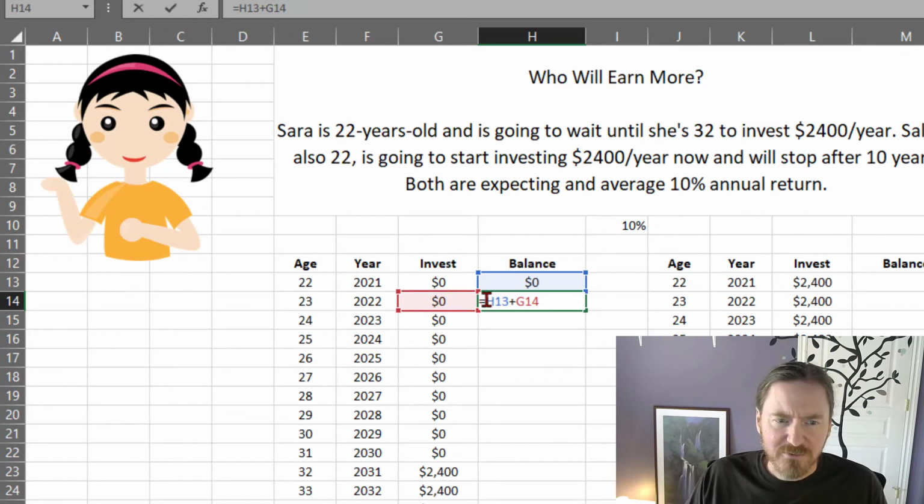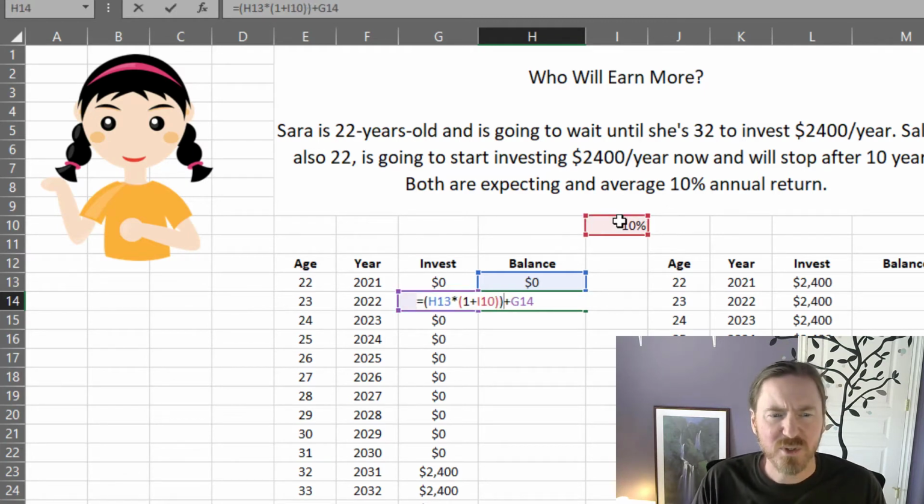I'm going to put this in parentheses. I'm going to take her previous balance times, another parentheses, 1 plus the cell that contains that interest rate. Closing parentheses, closing parentheses. What am I doing here?